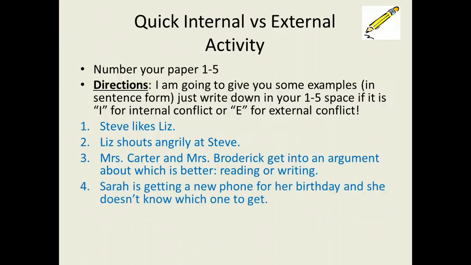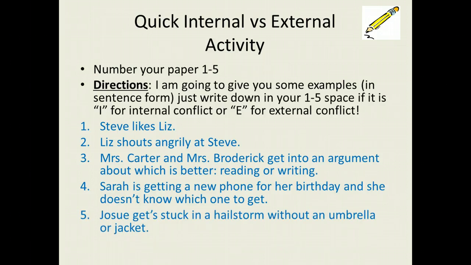Okay, number 4, Sarah is getting a new phone for her birthday, and she doesn't know which one to get. Internal or external? Be good too if you can judge on your ability to use those subtopics too, if you can figure out if it's character versus character, character versus society, that sort of thing. And then finally, Josue gets stuck in a hailstorm without an umbrella or jacket. Is that internal or external?